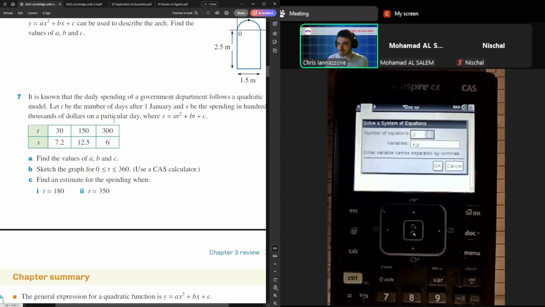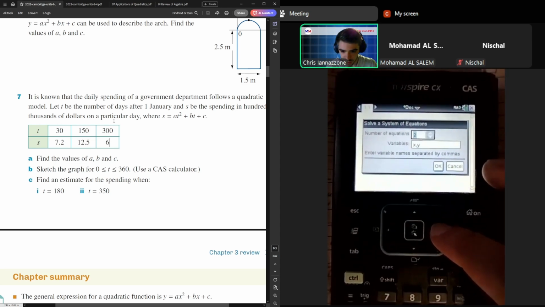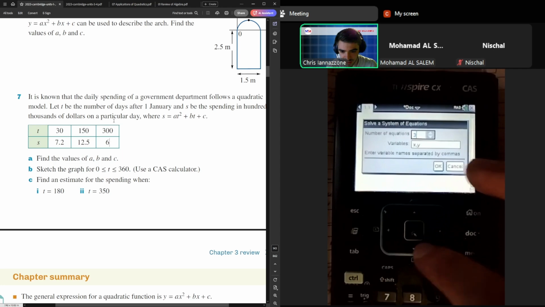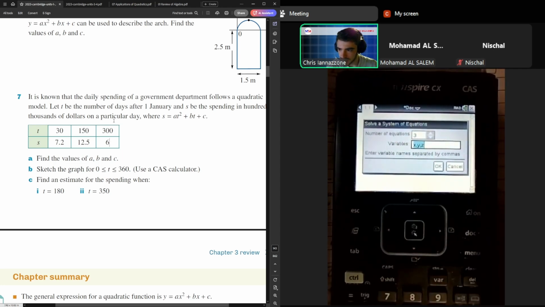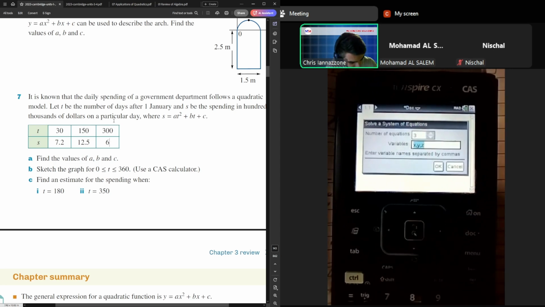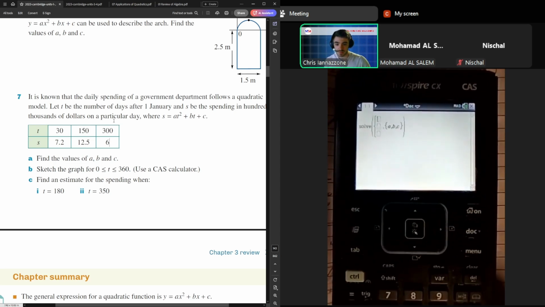From here, you just set the number of equations that you need to solve. In this case, it's 3. So you're going to hit right and then up, or left and then up, whatever. Choose your variables. You could use x, y, z. To be more question specific, you might want to choose A, B, C, so you don't forget in the translation from the CAS to the paper. It's going to give you this setup here.